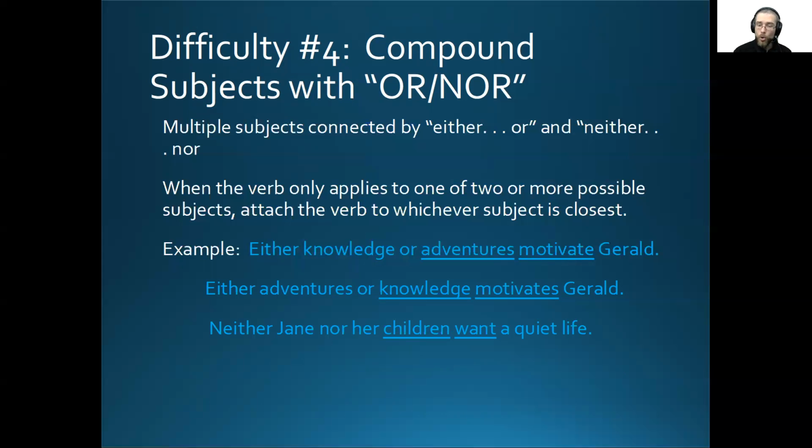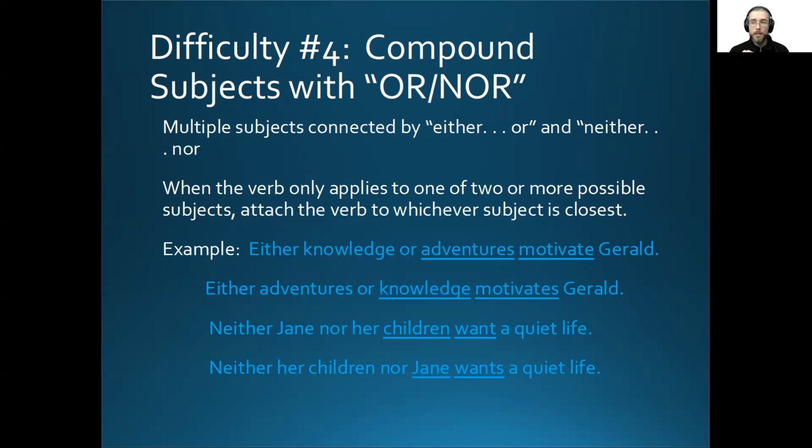Neither Jane nor her children want a quiet life. Here, children, which is plural, is closest to the verb. So it tells us that want is going to be conjugated in the plural. If we reverse the order and we have neither her children nor Jane wants a quiet life, Jane, a singular noun, is closest to the verb. Therefore, the verb takes on that singular conjugation. It agrees with Jane.